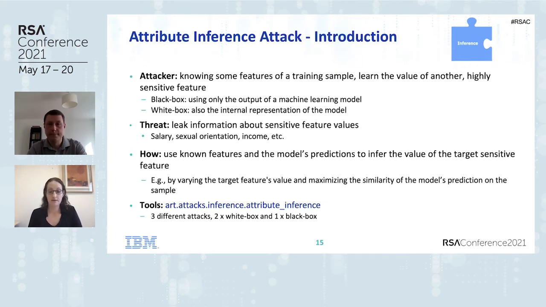And the way that this attack works is that usually the known features as well as the model's predictions are used to infer the value of the missing feature. And one way this can be done is by varying the value of the target feature and checking which value causes the most similar outcome. In ART, there are three implementations of attribute inference attacks, two white box attacks for decision tree models and one black box attack.